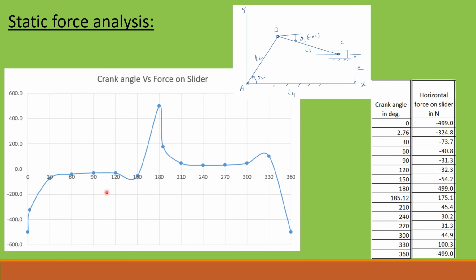So this graph shows that from 0 to 150 degrees the force on the slider is negative. After that it turns positive and stays positive up to 330 degrees. After that it turns negative again.